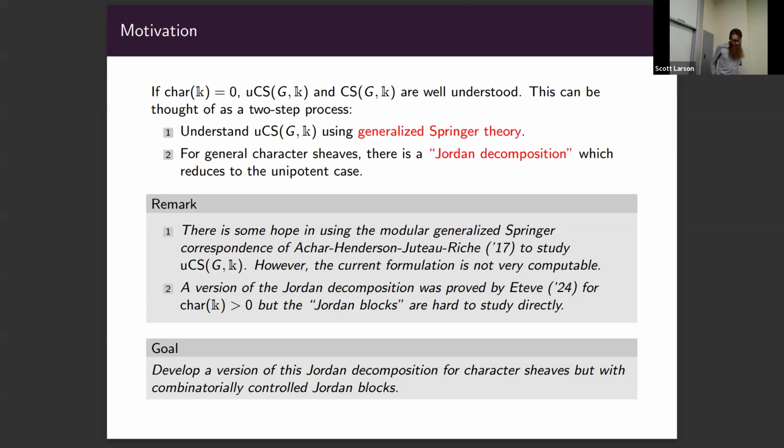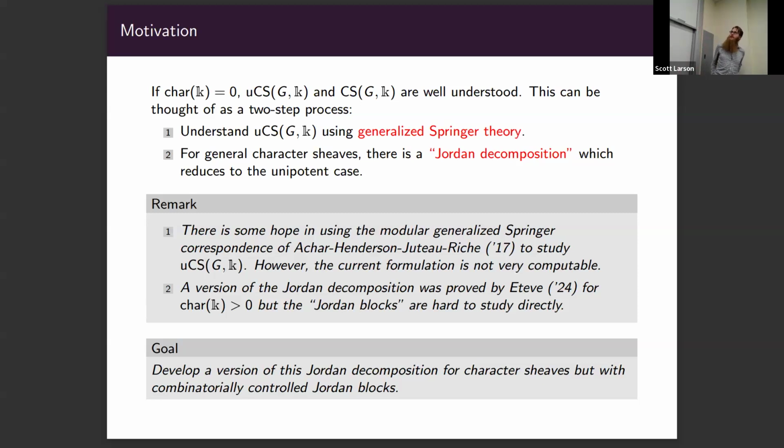And the second part of this story is that you can do a sort of Jordan decomposition, which lets you take general character sheaves and transform them into unipotent character sheaves. So the two-step process, if you want to really study character sheaves, is first you want to understand all of the unipotent character sheaves, and the second is you want to figure out a way to decompose general character sheaves to the unipotent ones.